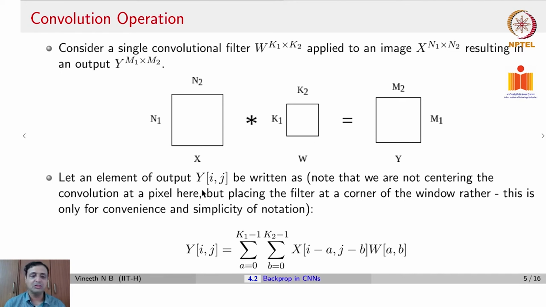From the definition of convolution, we know that an element of the output Y, Y at (i, j), can be written as the summation over a going from 0 to K1 minus 1, and b going from 0 to K2 minus 1, of X at (i minus a, j minus b) into W at (a, b). Note here that we are not placing the filter at the center of the input pixel, but at a corner. This doesn't matter. This is only to make this expression, and the rest of the derivation, a little simpler to understand.